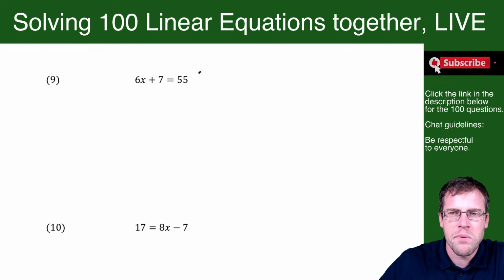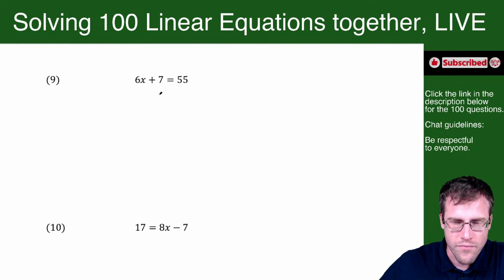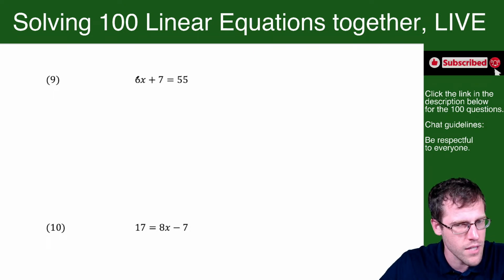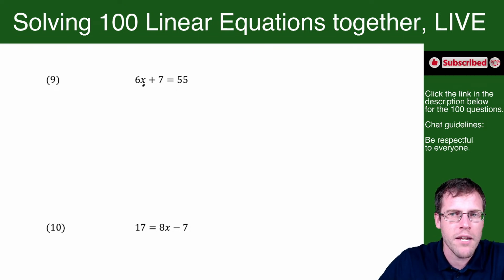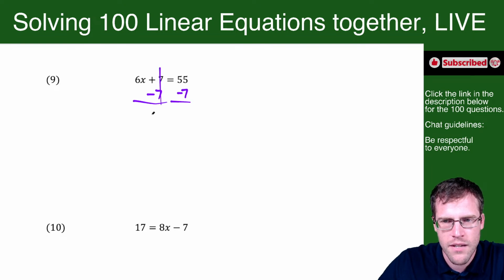All right, 6x plus 7 equals 55. So now the two-step solve equation. You could divide by 6 first, but I don't recommend it. That's going to make life definitely tougher. I recommend getting the constant to the other side first. So to get rid of plus 7, do minus 7. Now 7 minus 7 cancels. You have 6x equals 55 minus 7, which is 48.